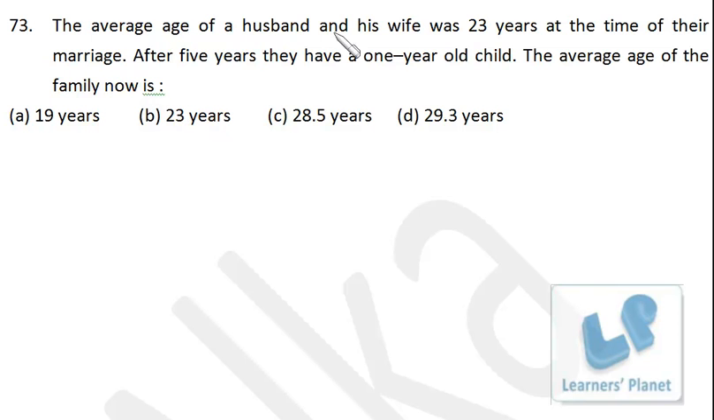The average age of a husband and his wife was 23 years at the time of their marriage. After 5 years, they have a 1 year old child. The average age... okay, that's very simple. Average before 5 years was 23. So the present average must be 23 plus 5, 28. So this is the average of husband and wife. So the total of husband and wife is 28 into 2.